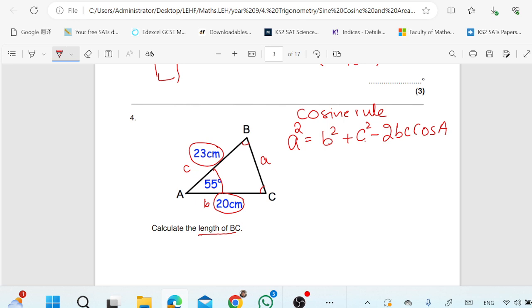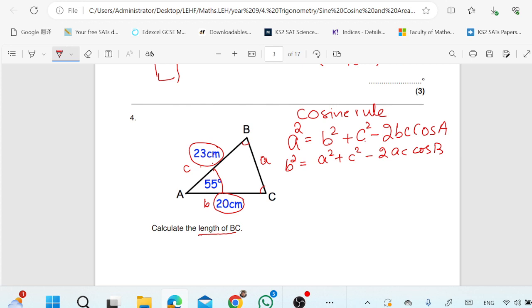So if you have to find B, then B square is equal to A square plus C square minus 2AC and cos of capital B, where A and C are the other sides. The same applies to side C as well. As long as the two sides and the angle in between the two sides are involved, you can use the cosine rule.